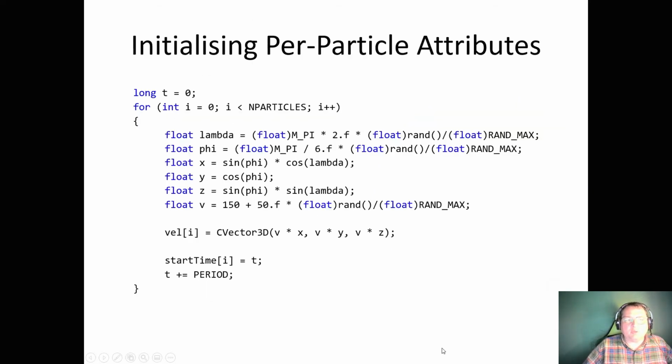And this is exactly what we have in this code. So lambda is equal to M_PI, cast to the float data type, M_PI times 2, multiplied by a random value. Please remember that the rand function returns a floating point value.